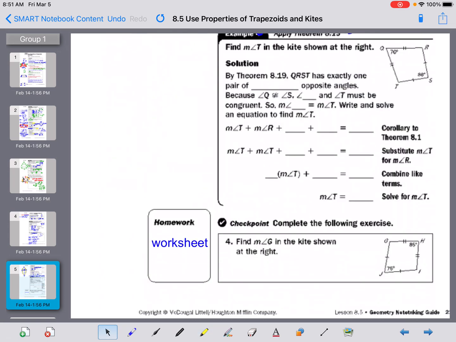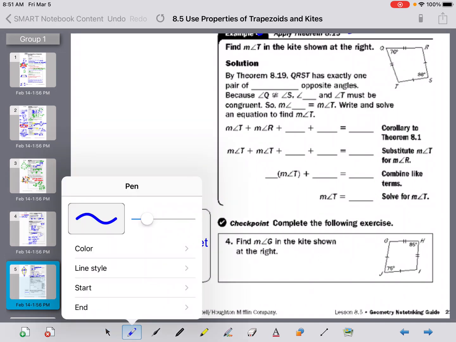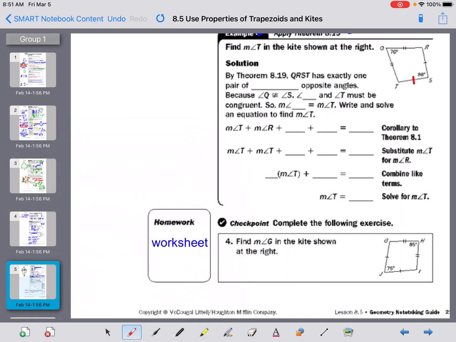So let's see what we have here. It says find angle T in the kite shown at the right. Notice my congruent markings. These two sides here are congruent, these two sides here are congruent, and opposite sides are not congruent. So if I have one pair of sides congruent, I go between the non-congruent sides and find an angle. Those are my two angles that are congruent, so there's exactly one pair of congruent opposite angles. Q and S obviously are not congruent, which is another indicator that R and T have to be congruent. So R and T are congruent, and I'm going to make them X and X.